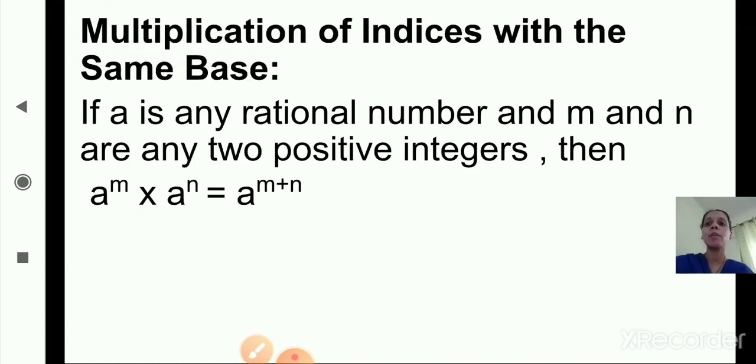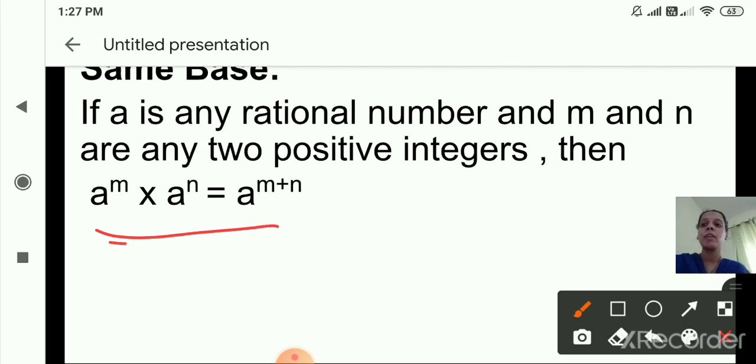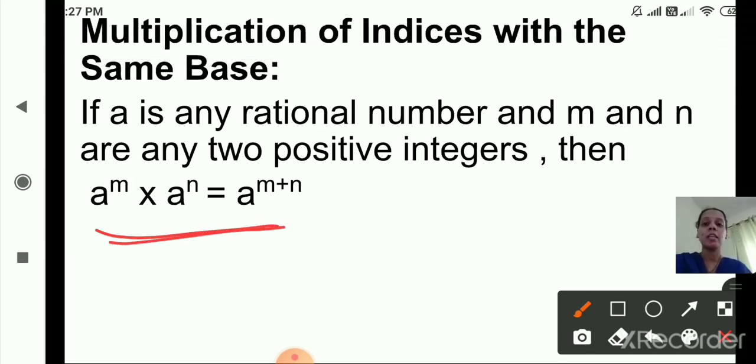Now we'll see the multiplication of indices with the same base. There is one formula you have to learn. This is the formula: a raised to m multiplied by a raised to n is equal to, as you can see, the base is the same. So how do you carry out the multiplication of indices with the same base? First we write down the base, a raised to m plus n, which means you will add the indices. Here it is m, here it is n, so you add the indices. So the formula is a raised to m multiplied by a raised to n is equal to a raised to m plus n.